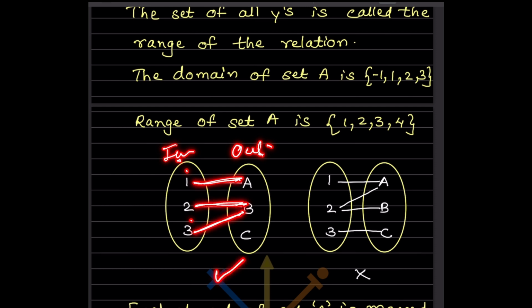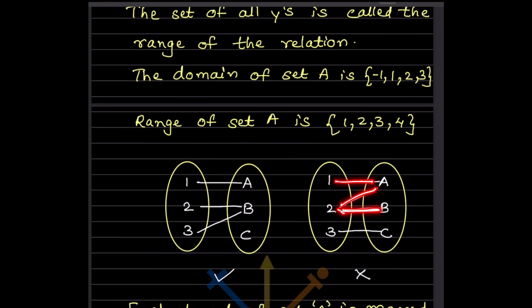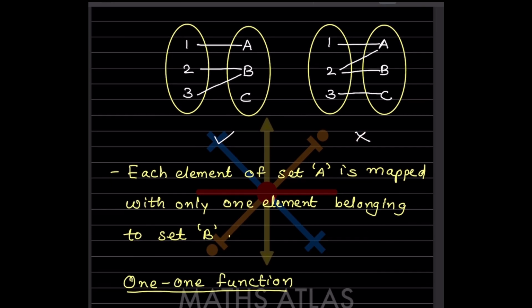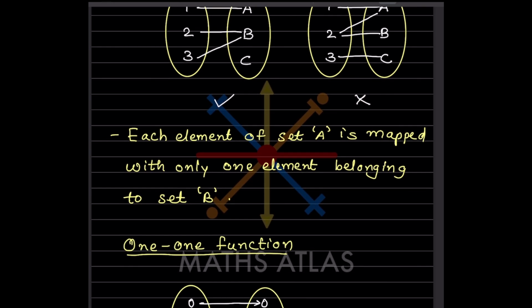So this is a function. Here you can see this 2 is not exactly 1, so this is not a function. Each element of set A is mapped with only one element belonging to set B.